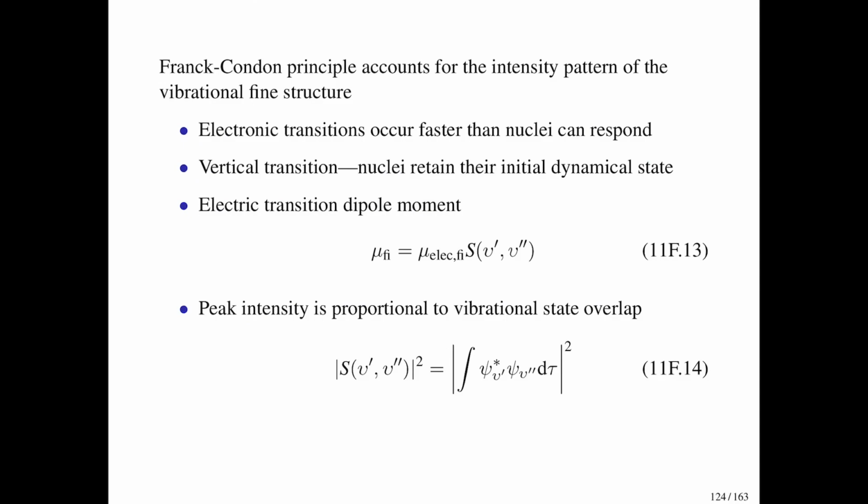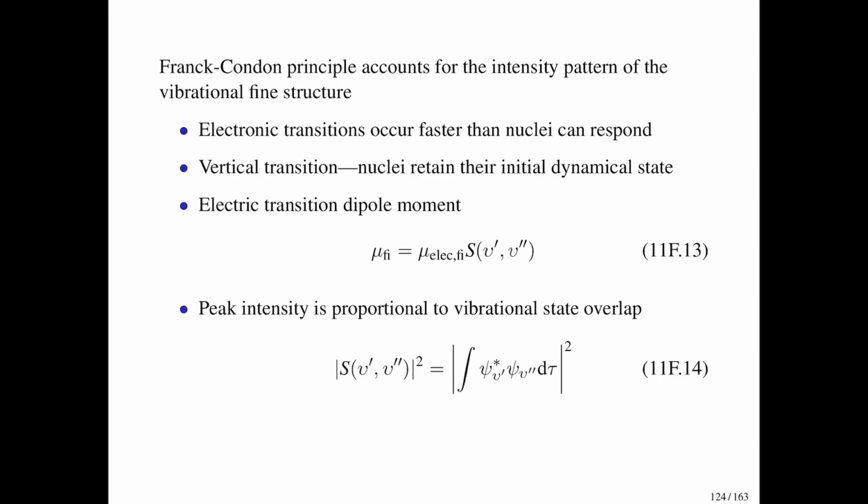The intensities of the different vibrational transitions are governed by something called the Franck-Condon principle. It's based upon the idea that electronic transitions are much faster than how the nuclei move. So the nuclei respond very slowly to the electronic transition. We call it a vertical transition, which means that when the electronic transition takes place, it's as if the nuclei don't move, or rather, they retain their same wave function, if you want to discuss it quantum mechanically.